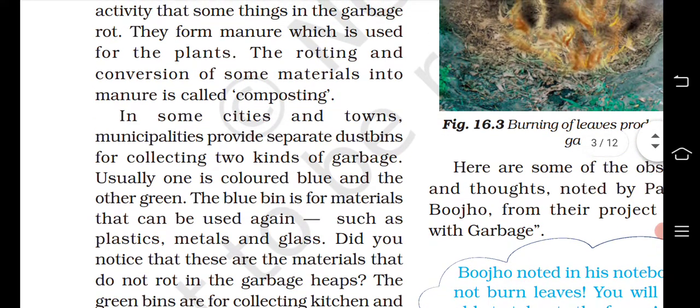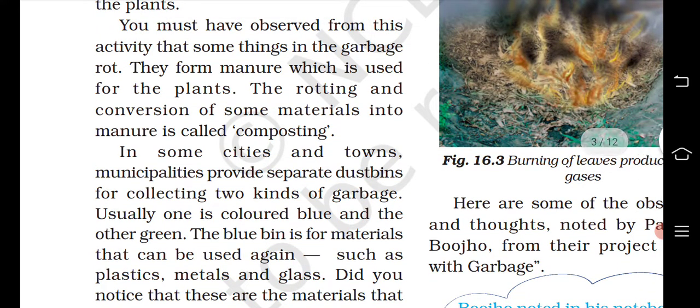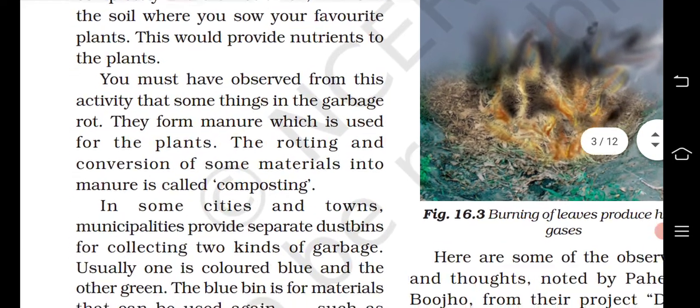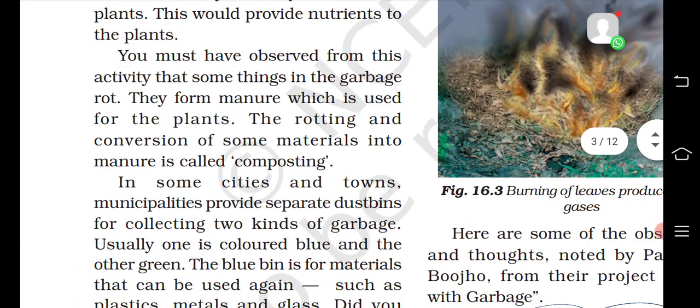And you must remember that the compost and the manure which is prepared from the waste is much better than the chemical fertilizer, as these composts are eco-friendly or environmentally friendly, whereas chemical fertilizer can cause some pollution.